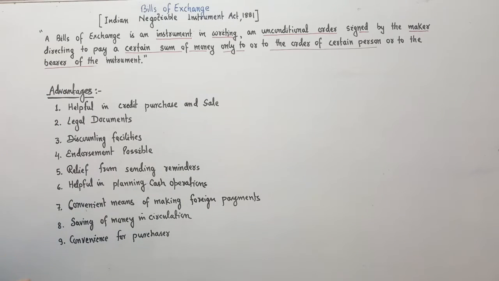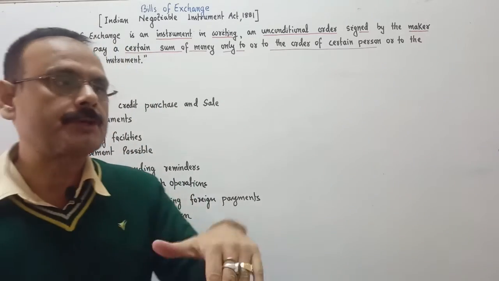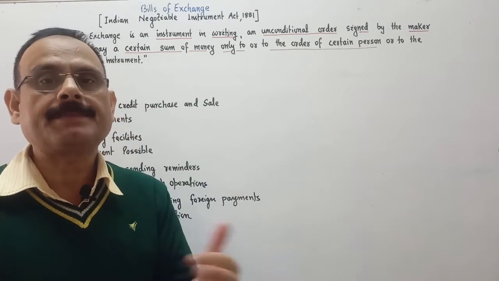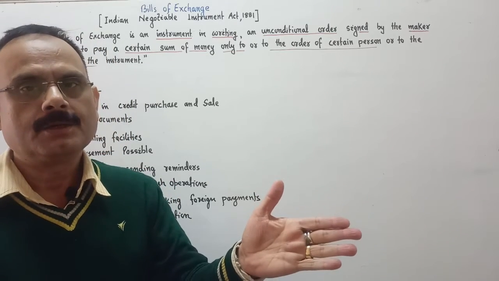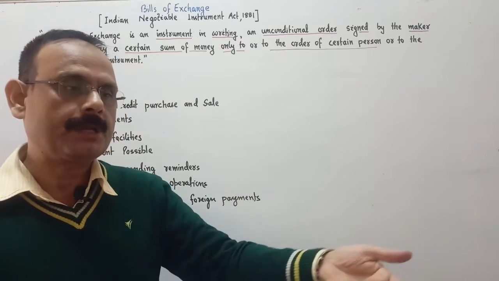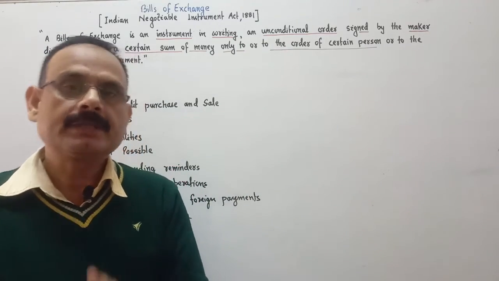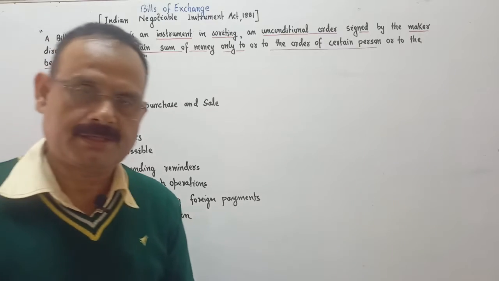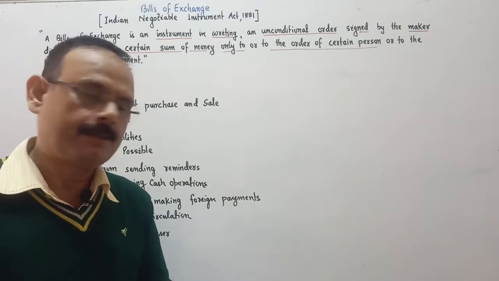Similarly, endorsement facility. You may endorse or transfer the bill to your creditors. If you don't have the money to pay your creditor, then you may transfer the bill which you received from your debtors. Whatever bill you have received from your debtor may be transferred to your creditors. So there is an endorsement facility. You can endorse this bill and transfer it to your creditors to pay the amount, if the creditor is ready to take the bill.